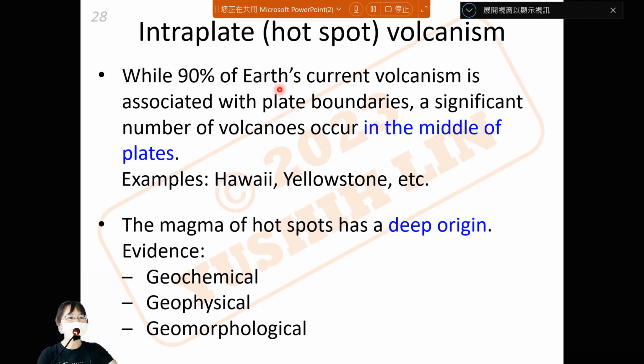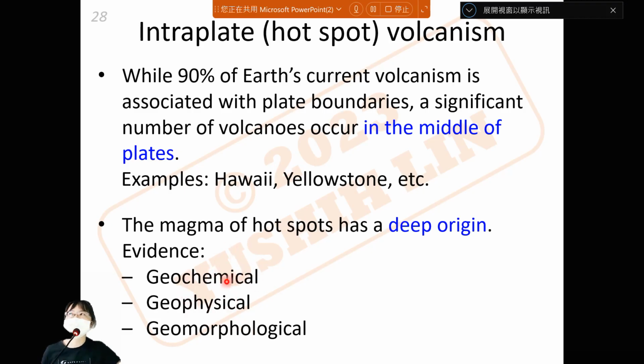While 90% of Earth's current volcanism is associated with plate boundaries, a significant number of volcanoes occur in the middle of plates. There are very famous examples like Hawaii, Yellowstone, etc. The magma of hotspots has a deep origin. There are several pieces of evidence to support this: geochemical, geophysical, and geomorphological, but we will not talk about all of them. We will only show you the first two.